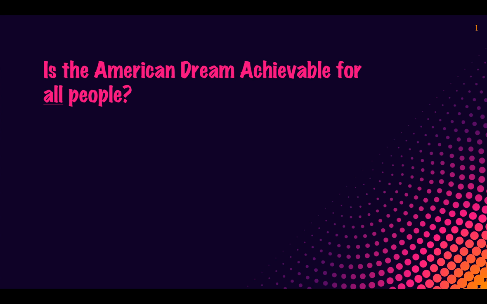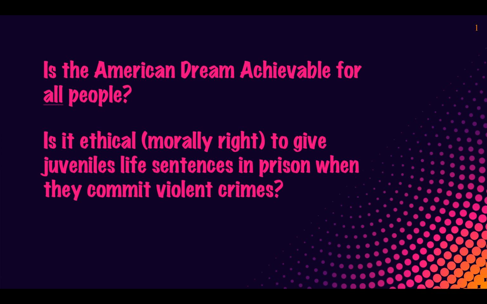Now, for the sake of today, I'm going to actually talk about a different prompt. The prompt I'm going to talk about is this one: is it ethical, which means morally right, to give juveniles life sentences in prison when they commit violent crimes? Now, just for those of you who may not know, the term juveniles means a person that is young, a person that is under the age of 18. Now, some of you might be wondering, why in the world am I talking about this question? I'm talking about this question because pretty much every time I show examples of the exact topic that we're talking about, students will accidentally plagiarize. And I really don't want anybody to end up in that situation, whether it's an accident or on purpose.